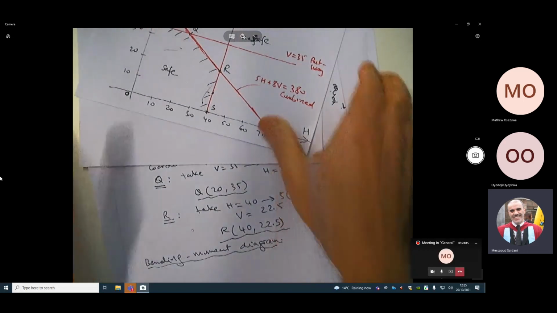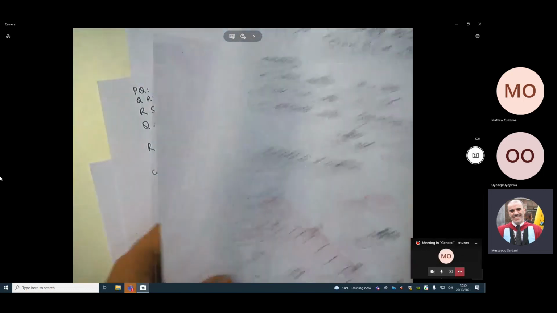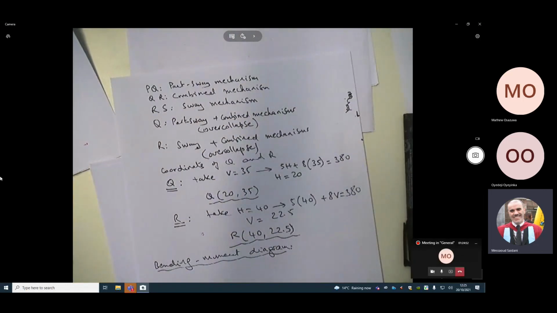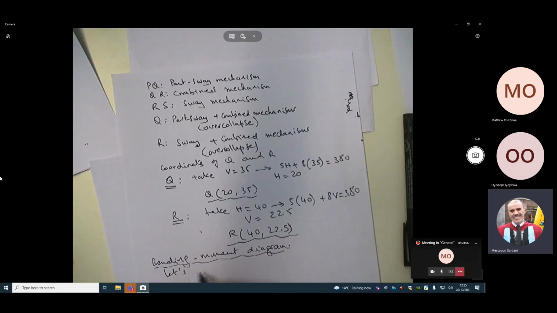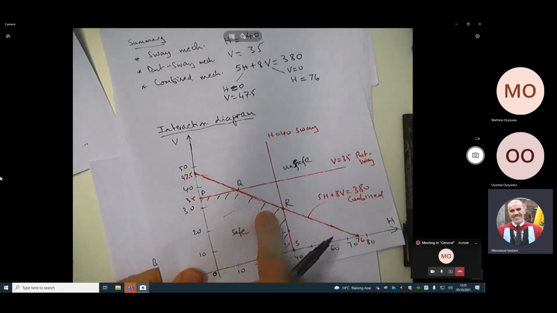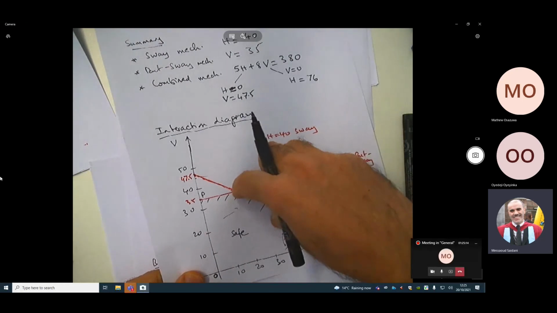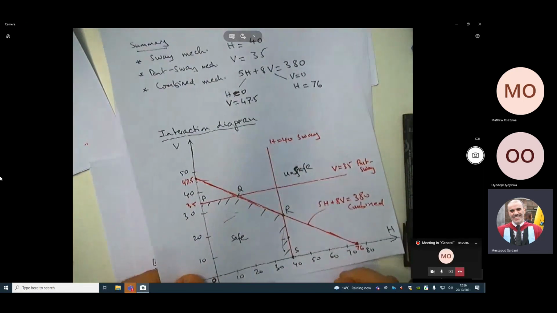So, bending moment diagram, do you have any questions? Is that clear? Yeah? So let's do the bending moment diagram for the combined mechanism, for example. I'm going to take a load combination that falls within this range, and I'm going to plot the bending moment diagram for that.